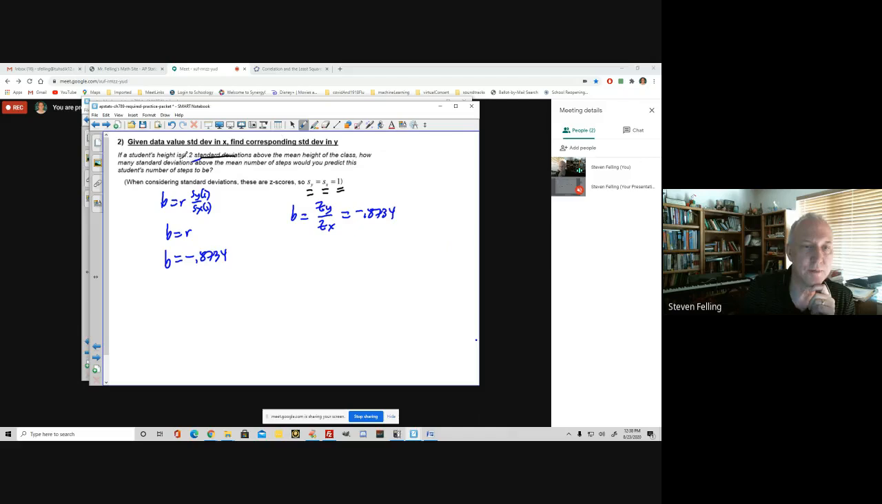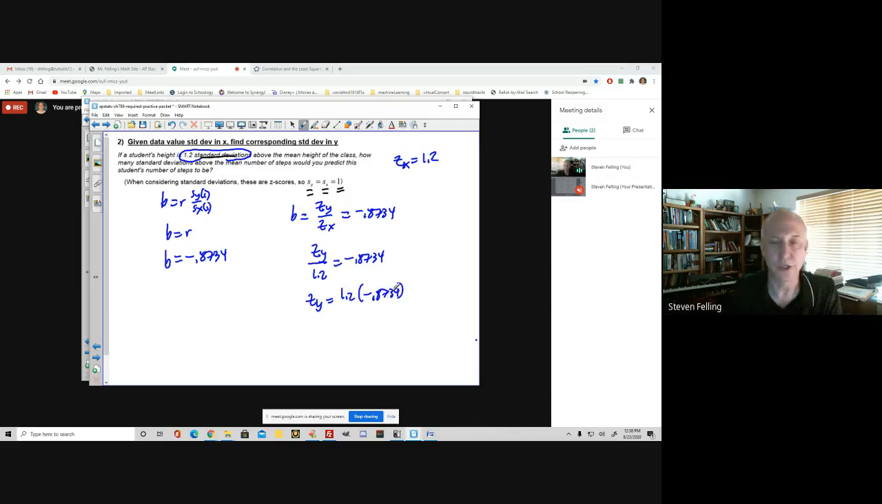And so if I'm 1.2 standard deviations above the mean, which means z for the heights, the x's, is positive 1.2, I could plug it in this equation. Zy over 1.2 has to be negative 0.8734. And therefore, zy is that 1.2 just multiplied by the correlation coefficient. So 1.2 times that turns out to be negative 1.048. Okay.